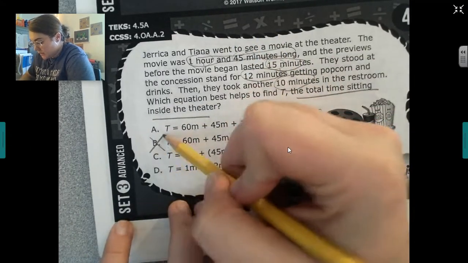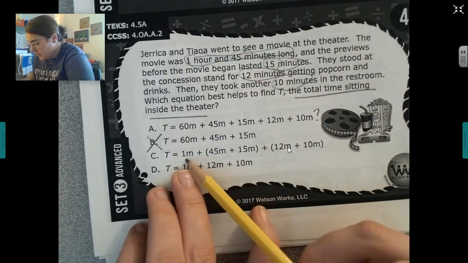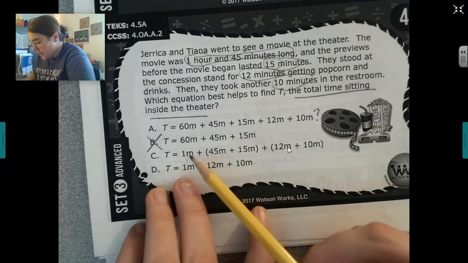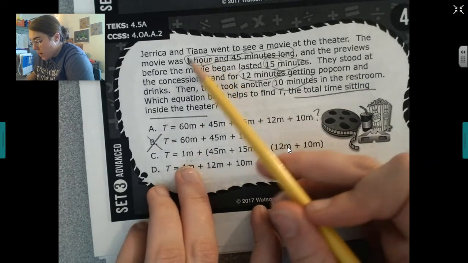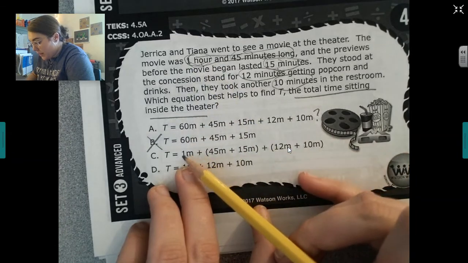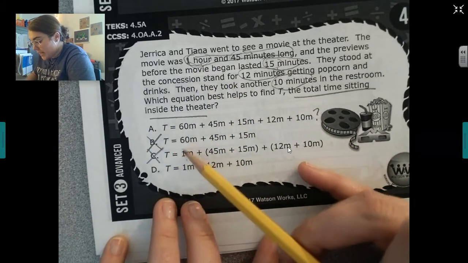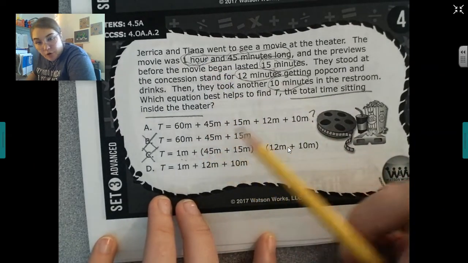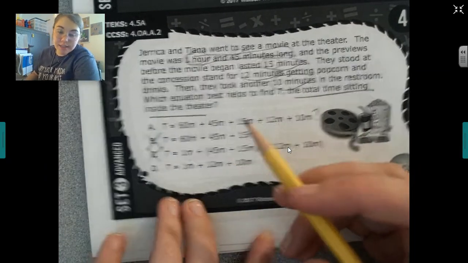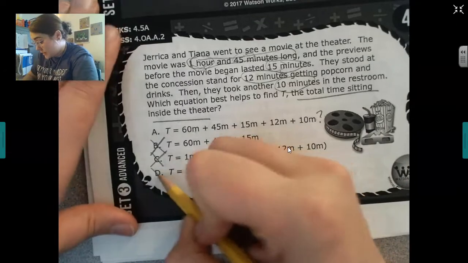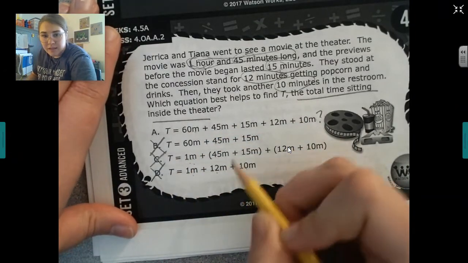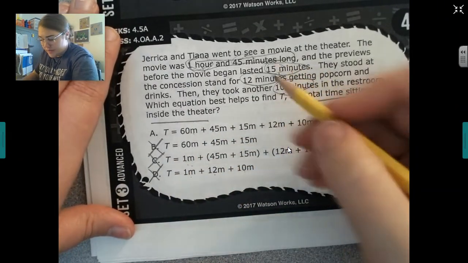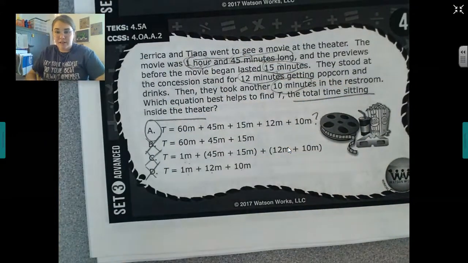That doesn't make sense. 1 minute. Why do I need 1 minute? Oh, I know what they did. They got 1 hour and they changed it to 1 minute. You can't do that because there's 60 minutes in an hour. You have to account for all the minutes, not just the hours. You can't do that. And this one doesn't have enough. 1 plus 12 plus 10. There was 15 and 45 in there. So the answer is automatically A.